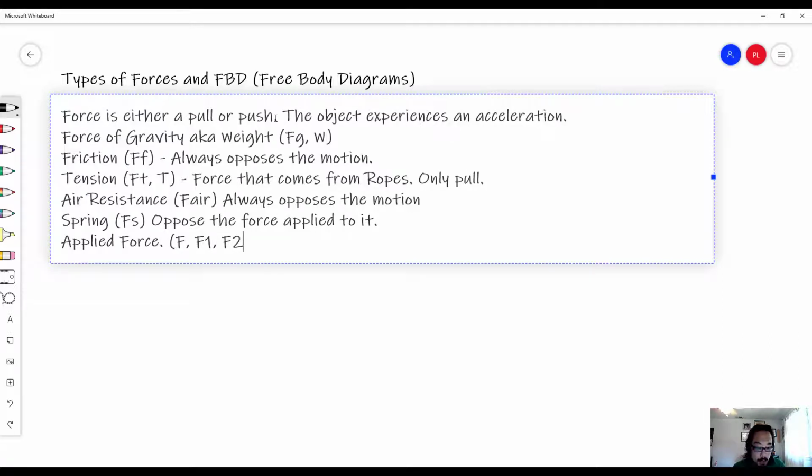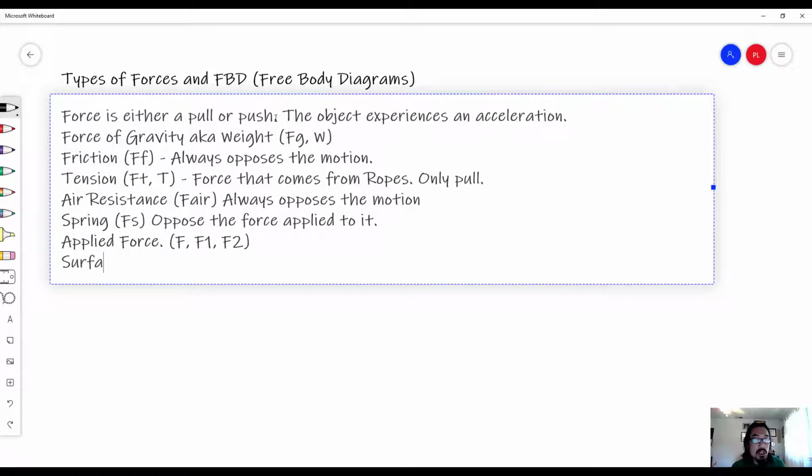All right, and the last one, this is what we call the surface force. Well, that's more of the definition. It's actually called the normal force. All right, and the normal force is a surface force, and there's a couple of very unique things about this.